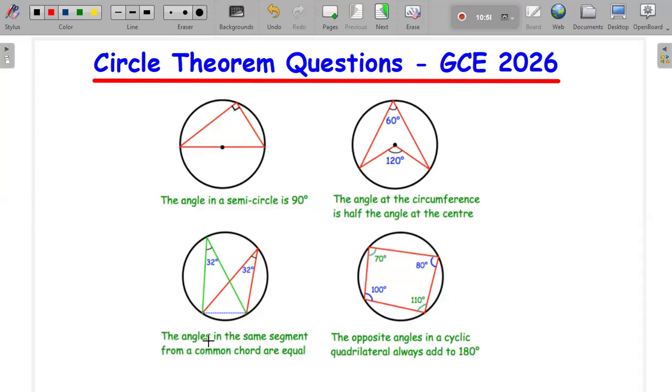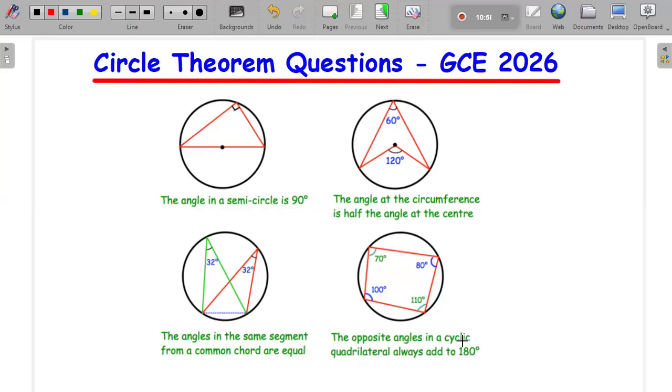Then the other one is angles in the same segment formed from a common chord are equal. So angles in the same segment, like this here, form this common chord. This line starts from here to the circumference and ends there, and then you have another starting from the same point to another point at the circumference and ending there. The angles are going to be what? Are going to be equal.